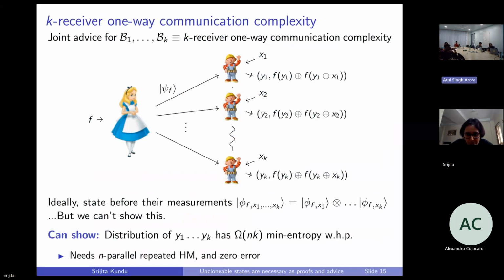Yeah. So before you move on, when you say, but we can't show this, does it mean that the statement is false? Or does it just mean that your proofs don't apply to be able to show them? Yeah, I don't know if it's false. I see. I mean, it's probably not false, but yeah, we are not able to show this.